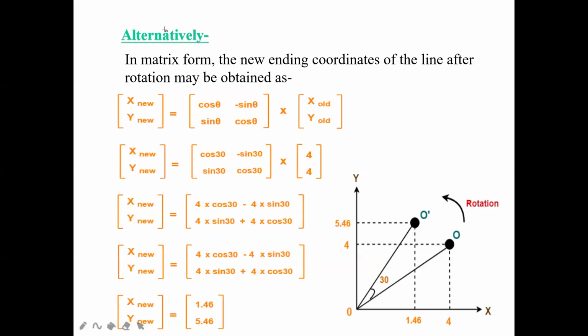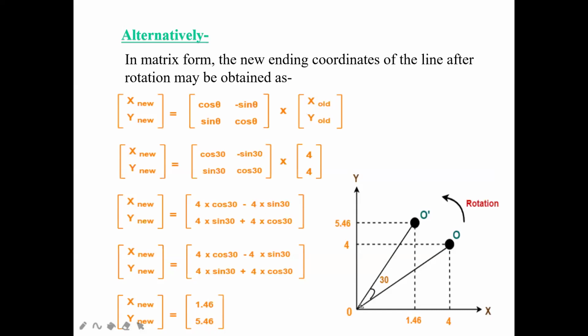Alternatively, you can place it in matrix form. So what is the matrix formula? The equation is [x new, y new] equals [cos theta, minus sin theta; sin theta, cos theta] into [x old, y old]. Just put all your values here and multiply everything, then you will get the same values, okay.